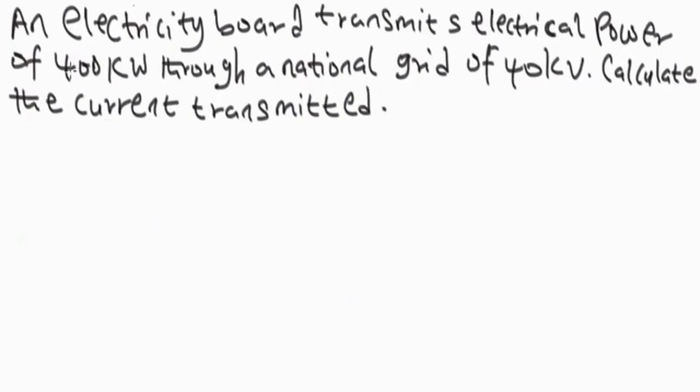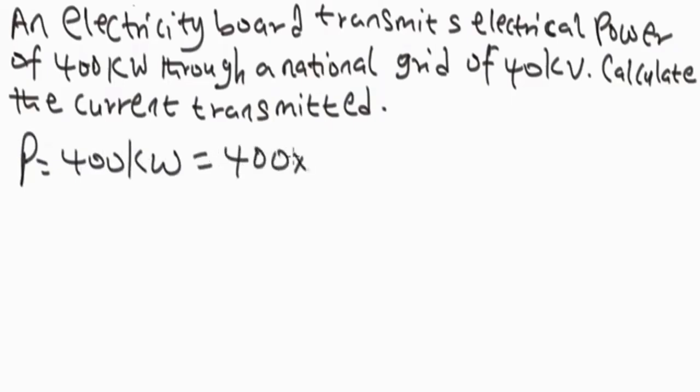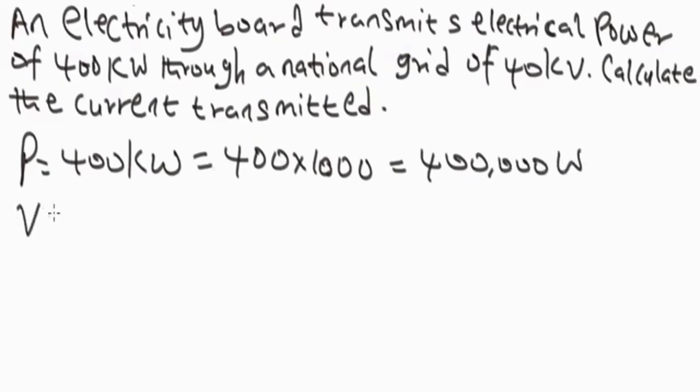Okay, so let's look at this problem. It says an electricity board transmits electrical power of 400 kilowatts through a national grid of 40 kV. Calculate the current transmitted. So in this question, we have our parameters. We have the power to be 400 kilowatts. So you convert this kilowatt to watts. You're going to multiply 400 by 1000 to give us 400,000 watts.